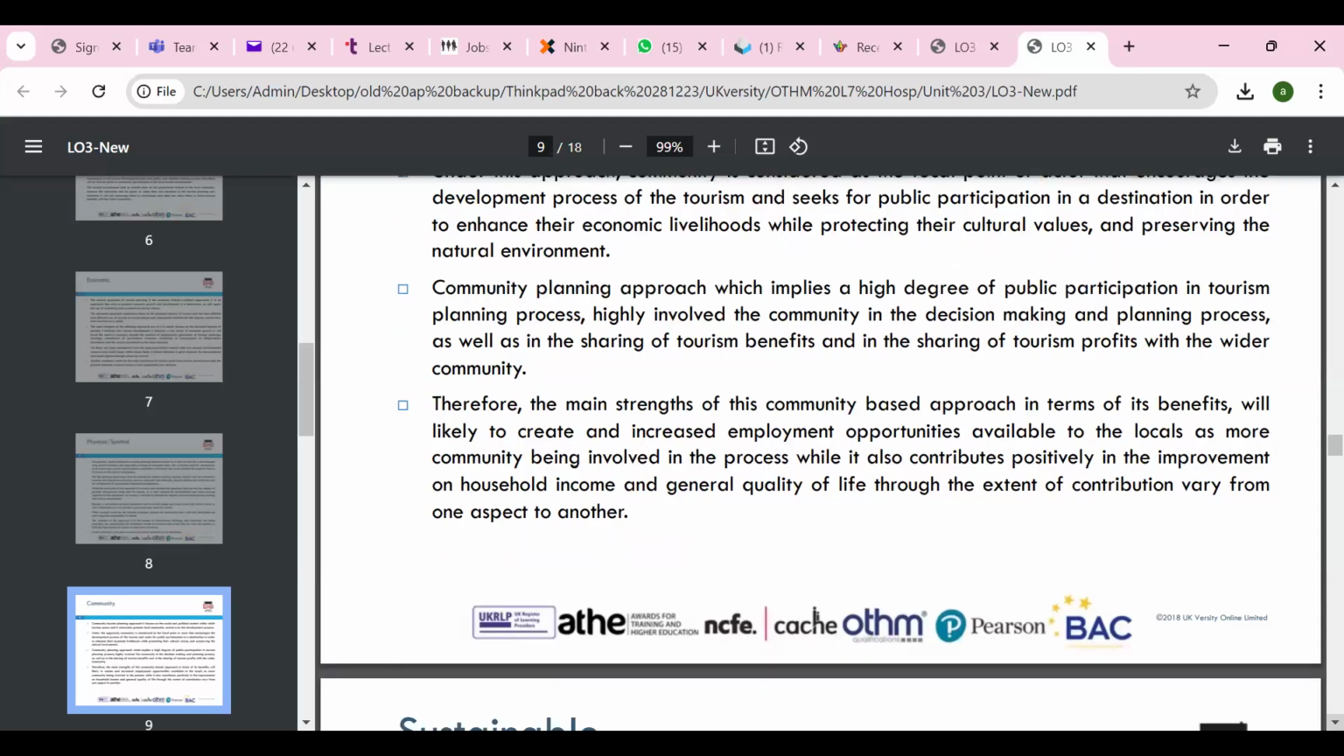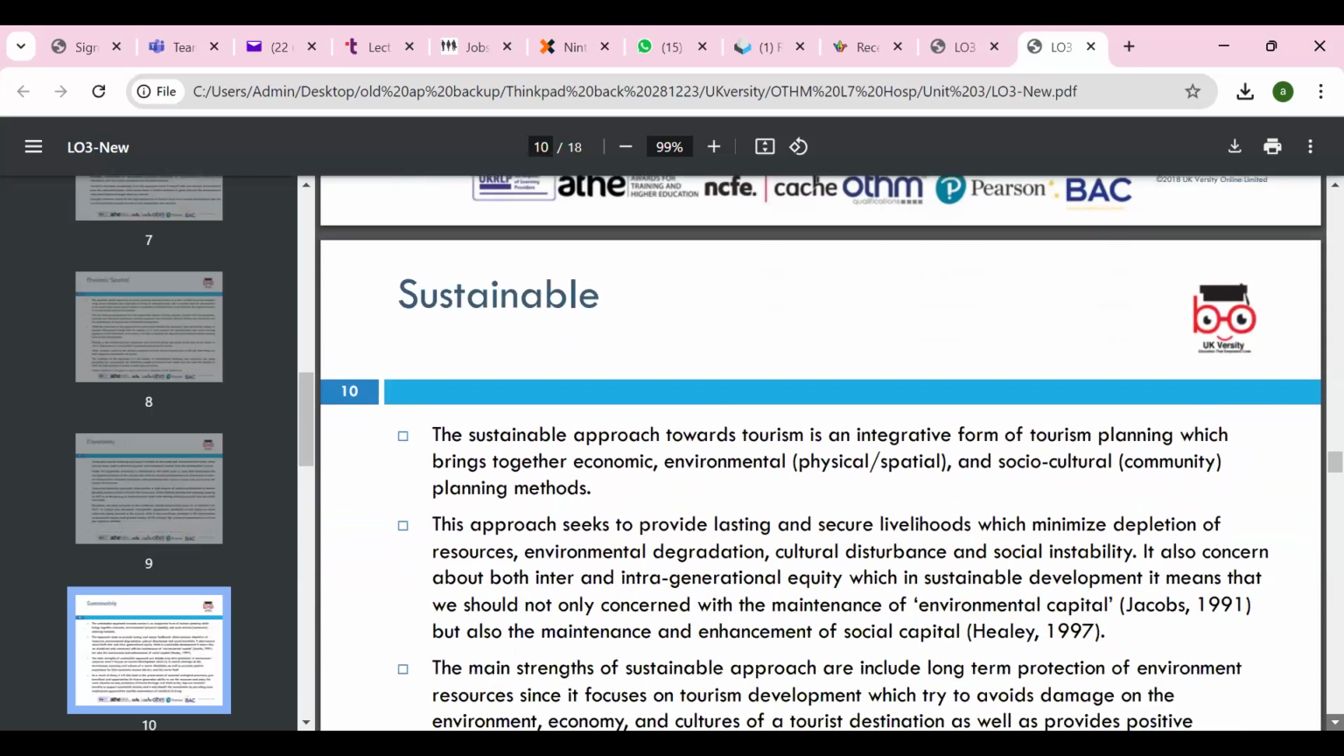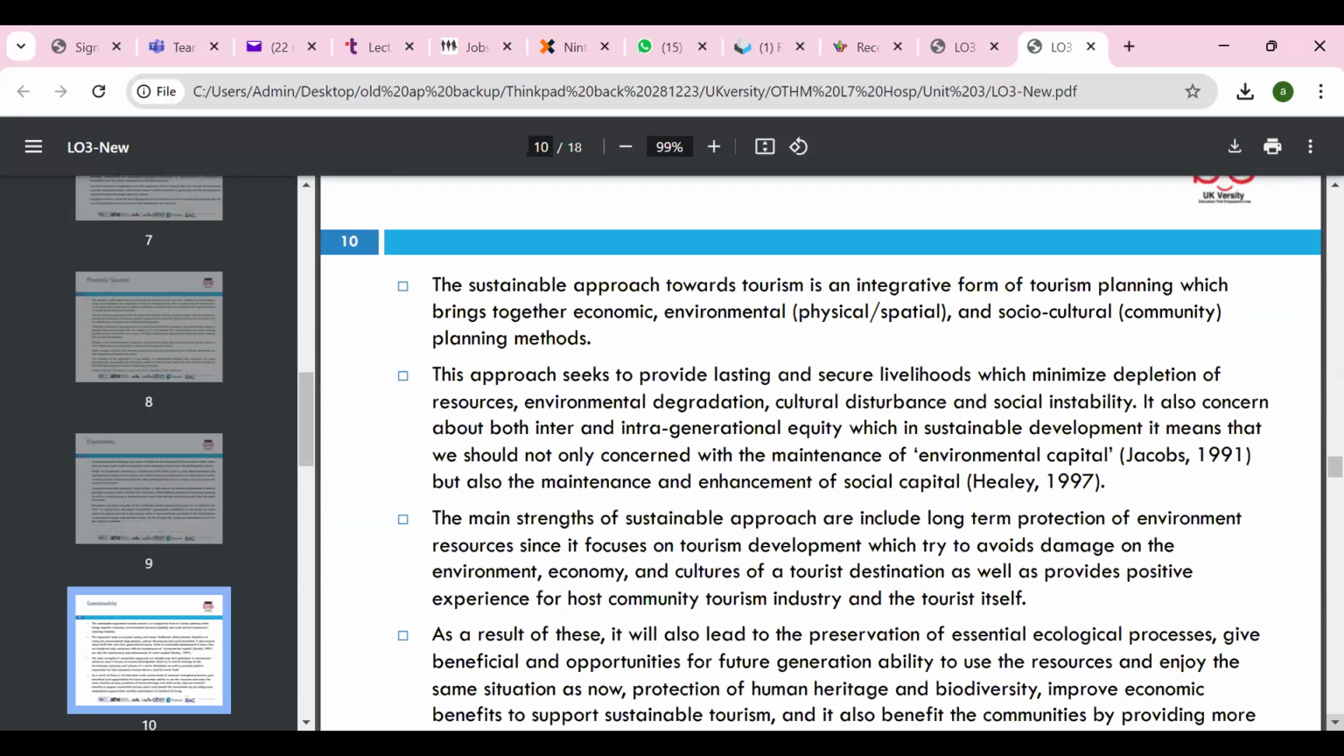That's the key contributor. So sustainability, which we had a discussion on, is meeting the needs of the current generation without compromising the needs of future generations. We have to look at that perspective. The approach seeks to provide lasting and secure livelihoods, with minimal depletion of resources, environmental degradation, distribution problems, and social instability.